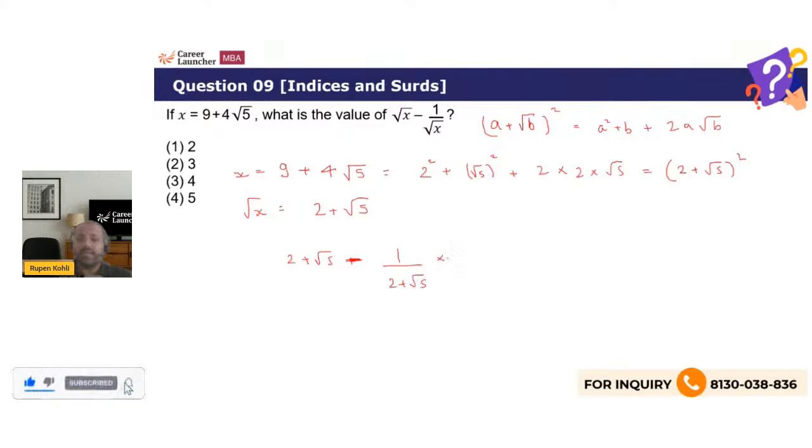So when you rationalize, multiply and divide by root 5 minus 2. So effectively this denominator will be 1, right? Root 5 plus 2 into root 5 minus 2 is 5 minus 4, 1. So this is 2 plus root 5 minus of root 5 minus 2. So root 5 and root 5 will cancel. 2 and plus 2, 4 is your value. Right.